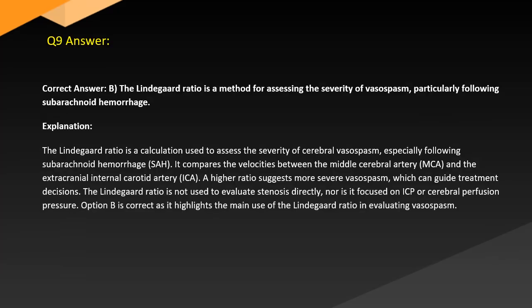Answer. Correct answer: B. The Lindegaard ratio is a method for assessing the severity of vasospasm, particularly following subarachnoid hemorrhage. Explanation. The Lindegaard ratio is a calculation used to assess the severity of cerebral vasospasm, especially following subarachnoid hemorrhage. So it compares the velocities between the middle cerebral artery, MCA, and the extracranial internal carotid artery, ICA. A higher ratio suggests more vasospasm, which can guide treatment decisions. The Lindegaard ratio is not used to evaluate stenosis directly, nor is it focused on cerebral perfusion pressure. Option B is correct, as it highlights the main use of the Lindegaard ratio in evaluating vasospasm.